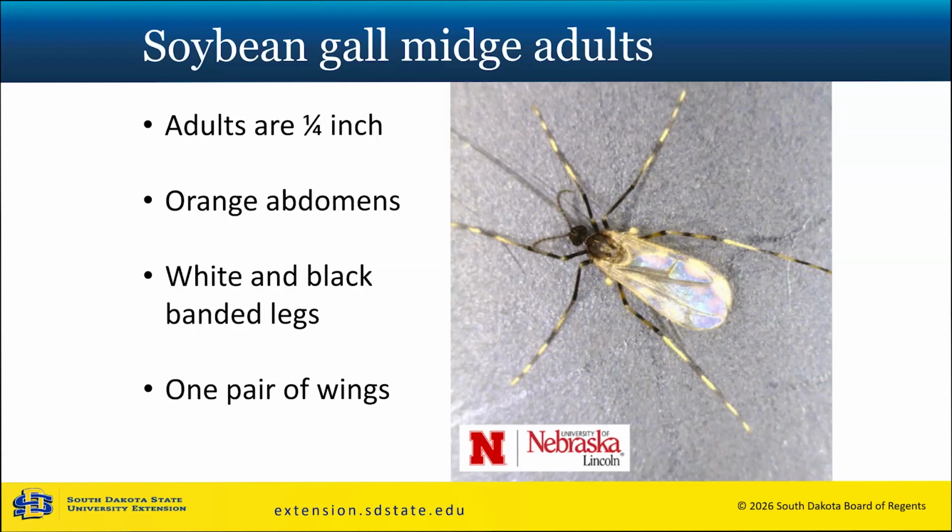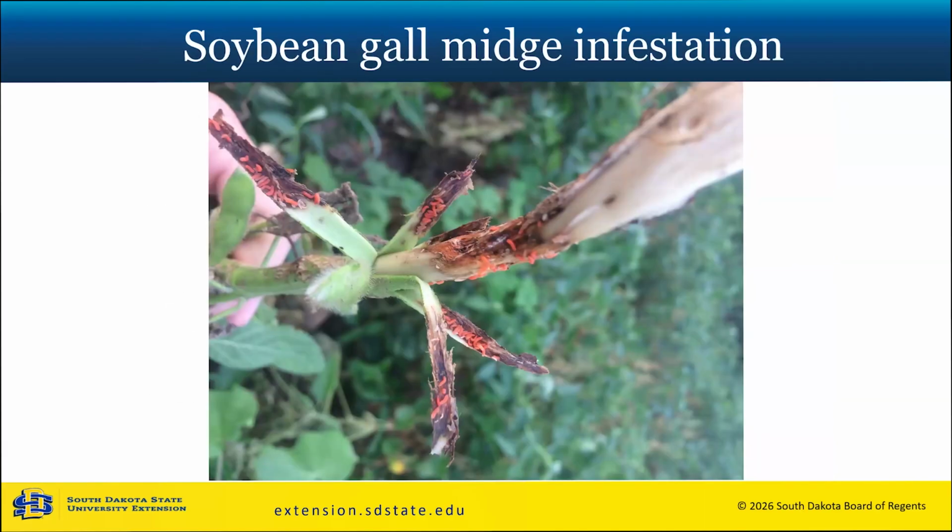We can show this for reference, but in person, I've only seen one adult, and we've been seeing this insect for probably almost a decade at this point. But just for instance, if you do see it, here's an example. This was a soybean that we pulled out of a field in southeast South Dakota. And this is a very severe example of a heavy infestation.